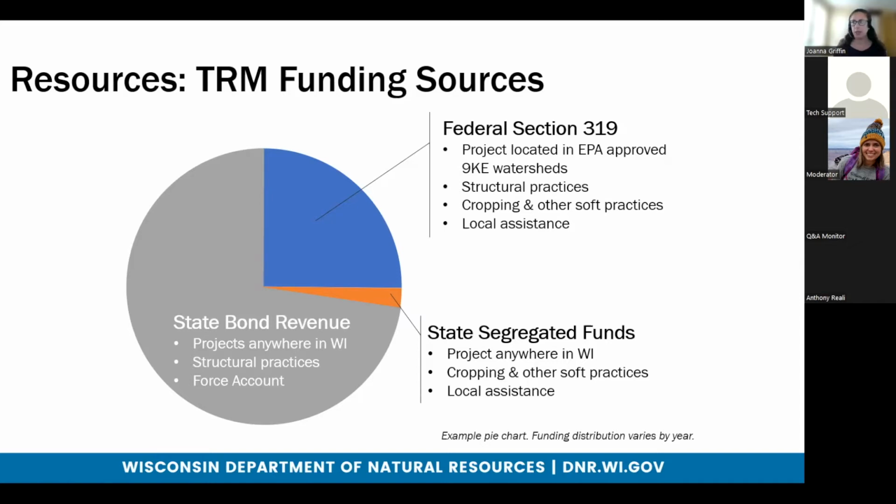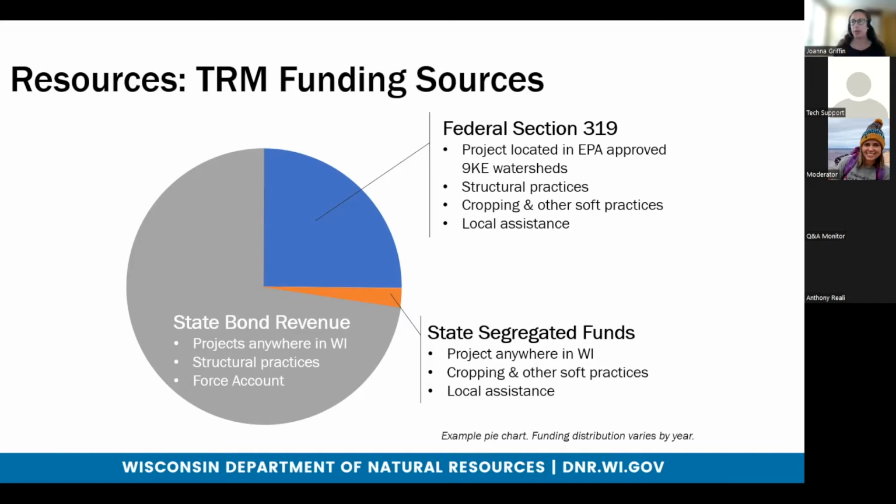Federal 319 project funds also comprise a significant piece of the overall available funding and can be used for both cropping practices and local assistance. However, these funds can only reimburse work done in areas covered by an EPA 9 key element plan, EPA approved. State segregated funds can be used anywhere in the state and can be used for cropping practices and local assistance. And unfortunately, the segregated funds comprise a very small sliver of the overall funding available to these projects.